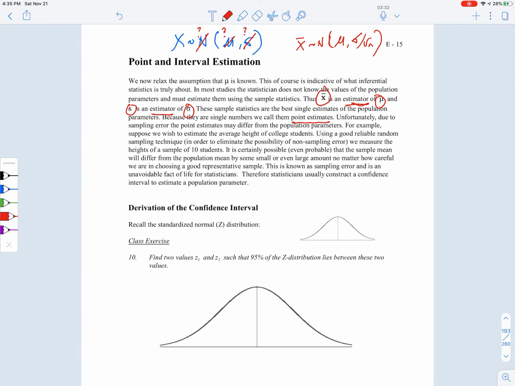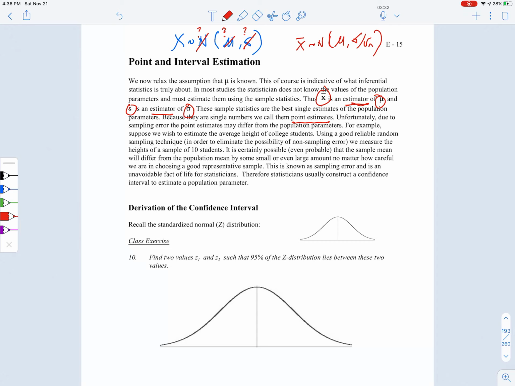But if I have a good cross-section, random sample of college males, and then I determine the average height of that sample, it would probably be pretty close to 5'10½", but it might be a little off. It could be a long ways off, actually. I could just, out of sheer dumb luck, end up with a lot of really tall guys or a lot of really short guys.